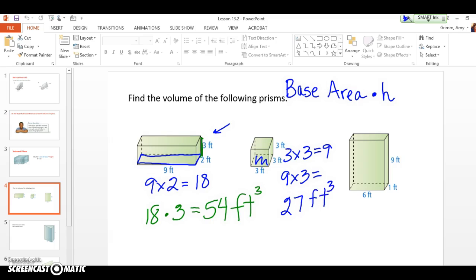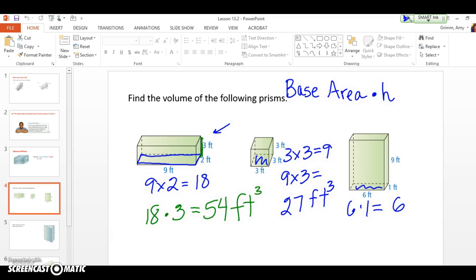I'd like you to try the next one on your own on your screen, and let's see if you're getting it. We're taking the bottom layer, and then we're like a 6 by 1. Good. So those are the dimensions. So this is a 6 by 1. 6 times 1 is 6. How many layers of 6 do we have?